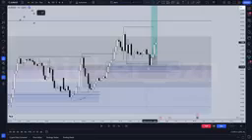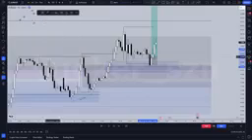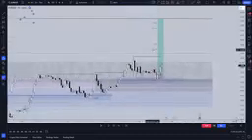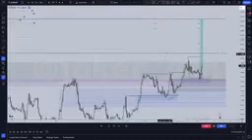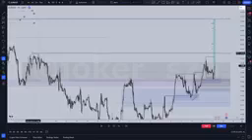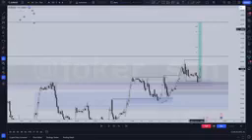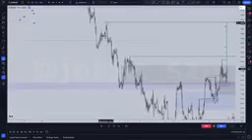So now we can use this range here, right? We have range low, range high, and now we want to use this range to project our standard deviations. And you can see that the 2 and 2.5 standard deviations are lying right above this daily swing high, and the 4 and 4.5 extensions are also almost lining up with this level here, right?